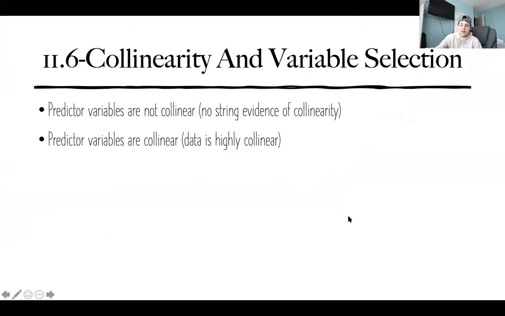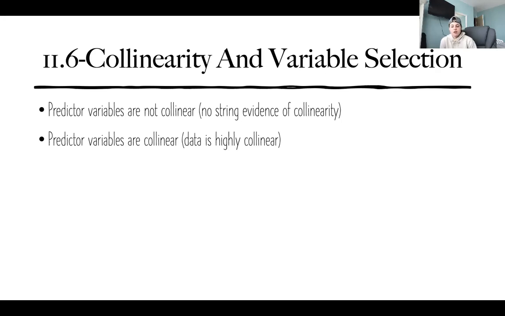So section 11.6 talked all about collinearity and variable selection. There are two situations in variable selection procedures. The first is when predictor variables are not collinear, which means they show no strong evidence of collinearity. And the second is when predictor variables are collinear, so the data is highly multicollinear.